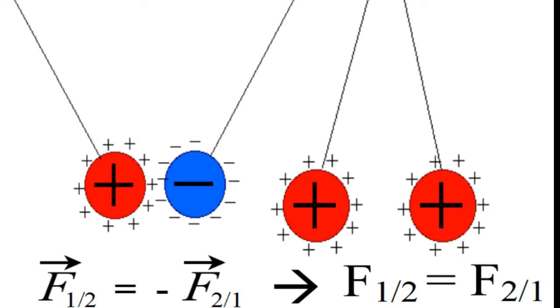Of course, keep in your mind that the relation for the action and reaction is F1 on 2 vector equals minus F2 on 1 vector. So the minus sign represents that the directions are opposite. While as magnitude, F1 on 2 equals F2 on 1. Let us check this animation.